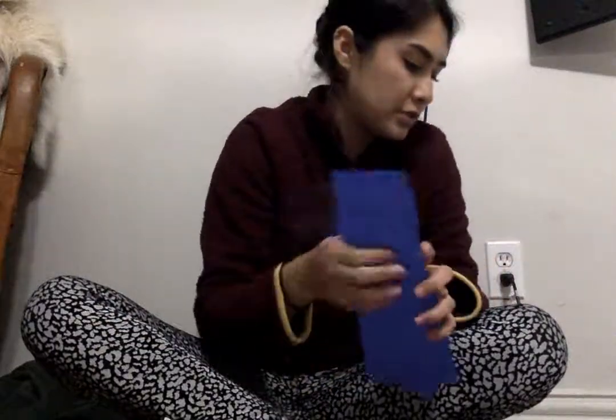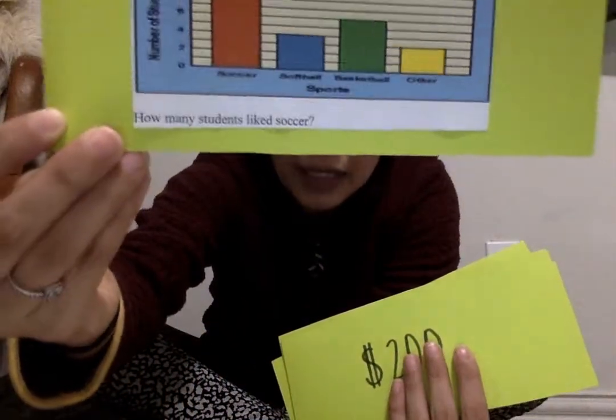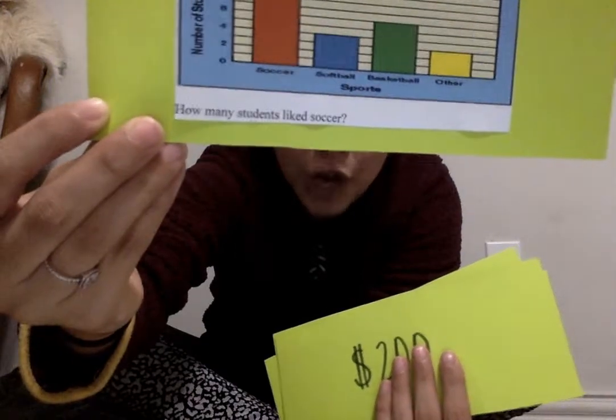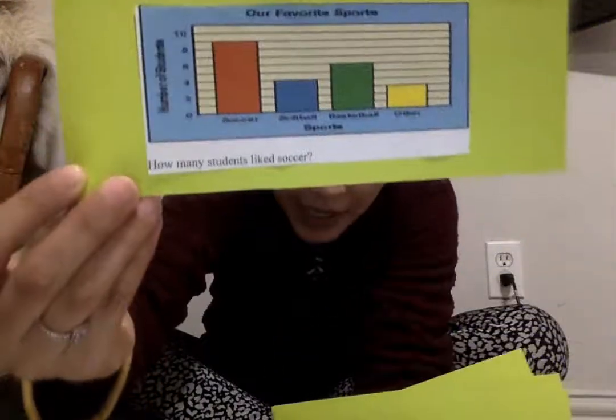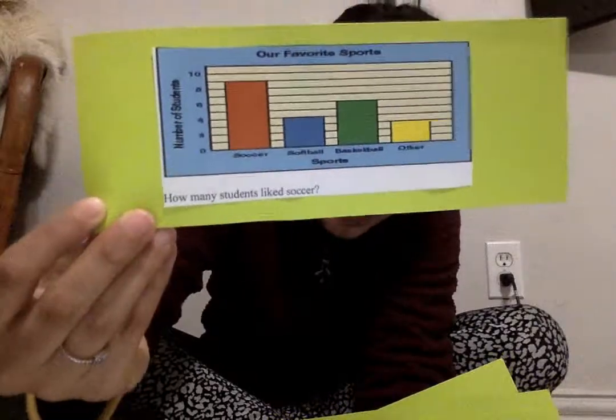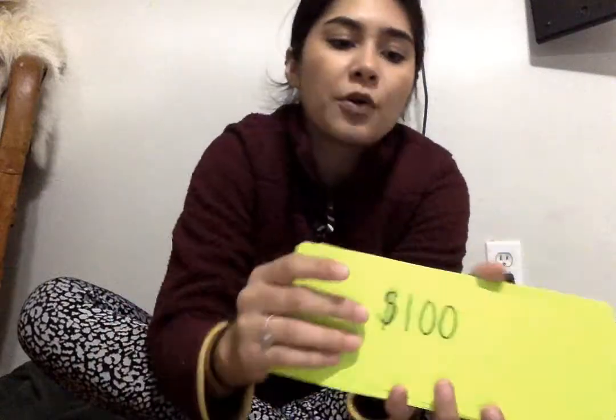That's for line graphs. And then for bar graphs, it's the color green. And so the same thing. If they want to play for 100, there is a question for that. So this is how many students liked soccer. The students would just look at the bar graph and identify how many students like soccer, and so on. So 200, 300, 400. For each category I have 4 cards.